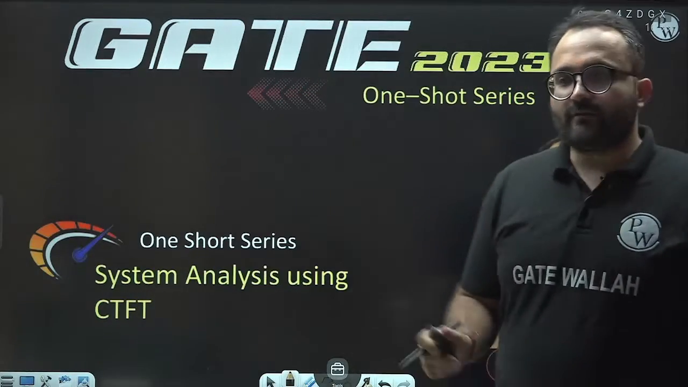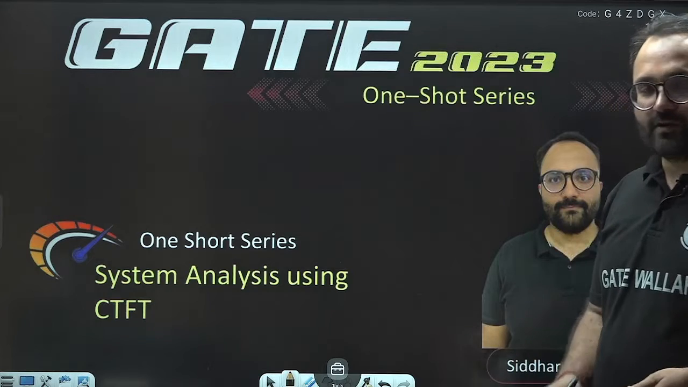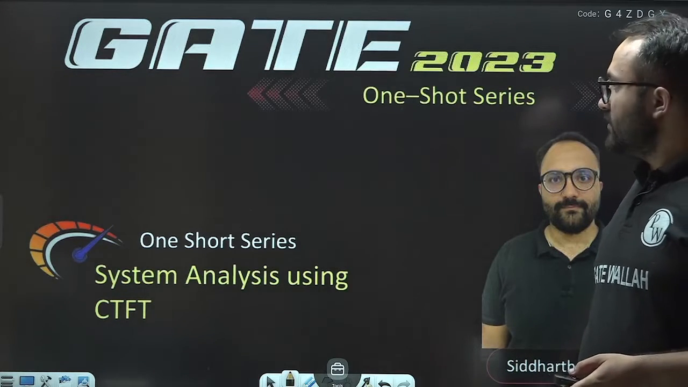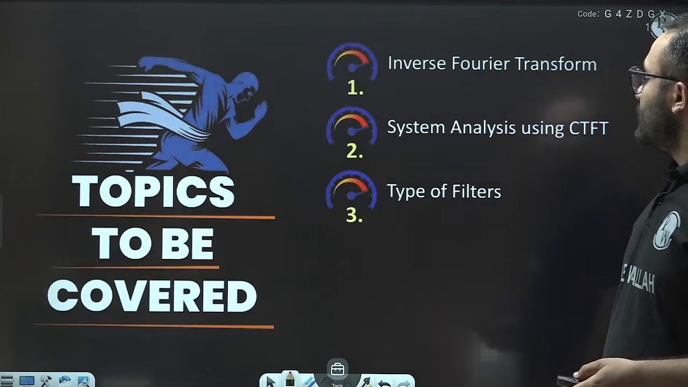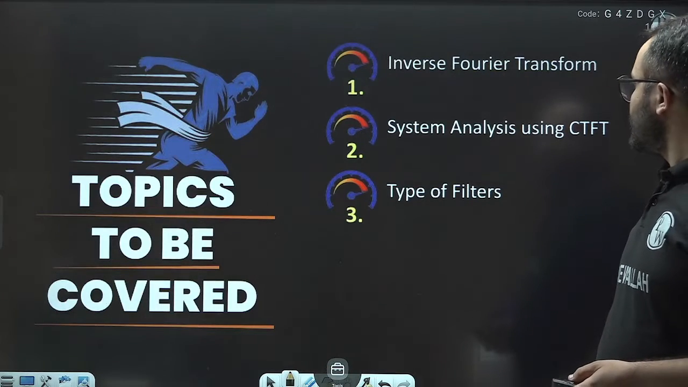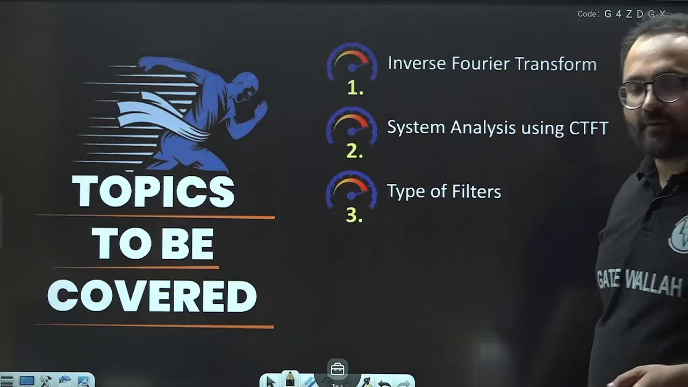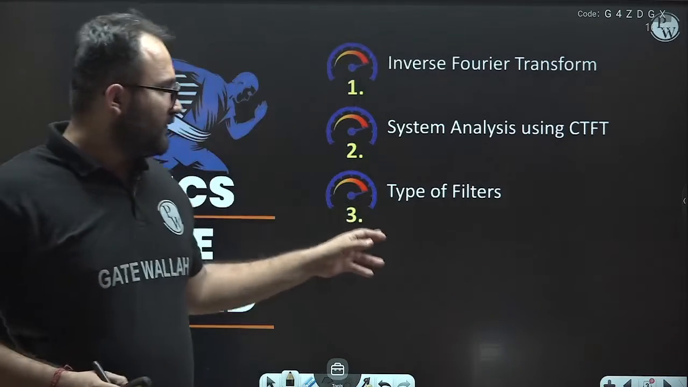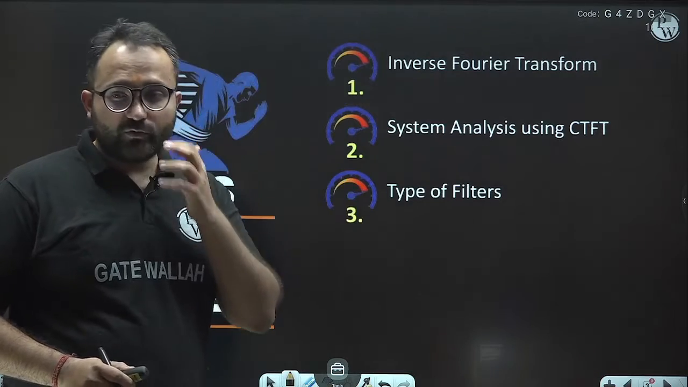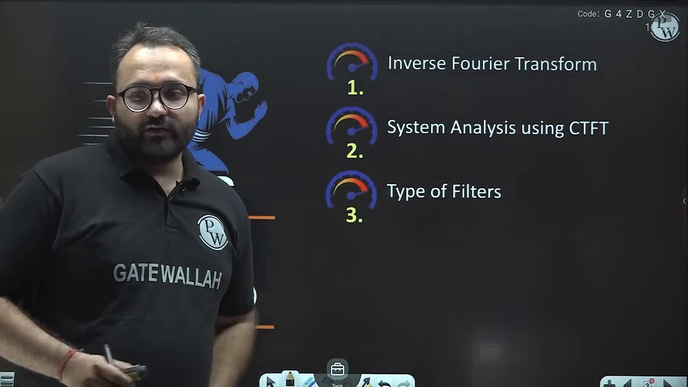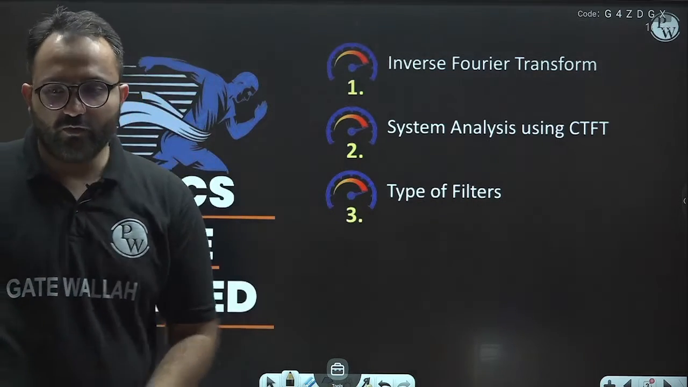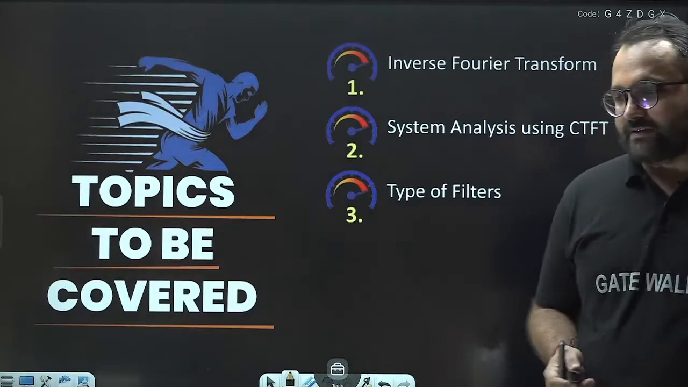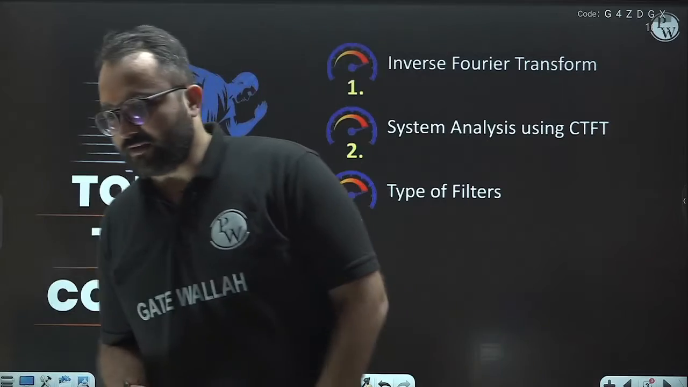Today we are going to cover system analysis using Fourier transform, the continuous time Fourier transform. So let's begin the series. We'll be doing inverse Fourier transform, the system analysis using Fourier transform, and the type of filters. Out of these three, the most important is type of filters. And we'll also be doing the Hilbert transform. What is Hilbert transform and what exactly is the use of Hilbert transform? We'll be looking at that also in this lecture.